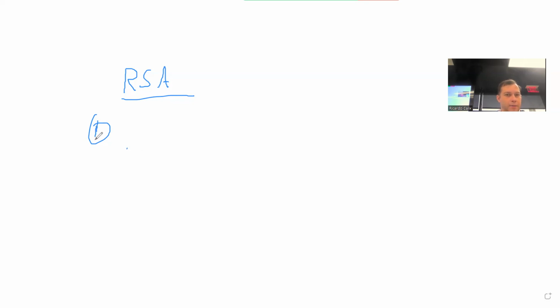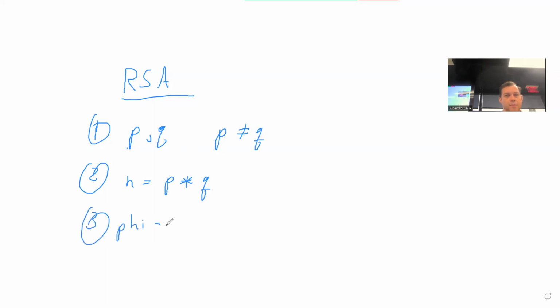All right. So step one, select P and Q. These are prime numbers. We saw in the code that you use a function to generate the prime numbers. So randomly and independently select two prime numbers where P is not equal to Q. Then we calculate N, which is P times Q. We also calculate phi, which is (P minus 1) times (Q minus 1), okay?